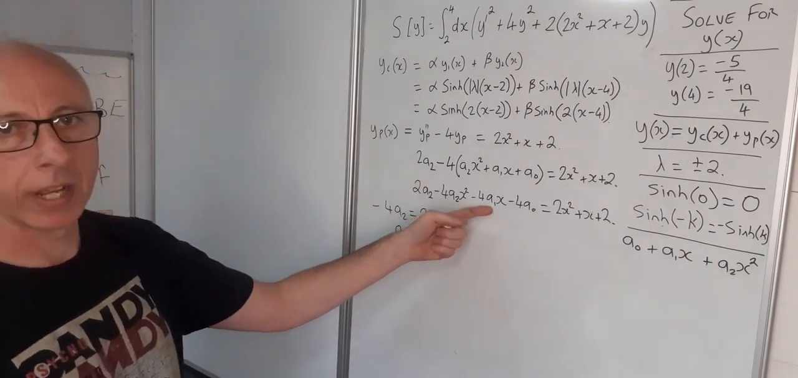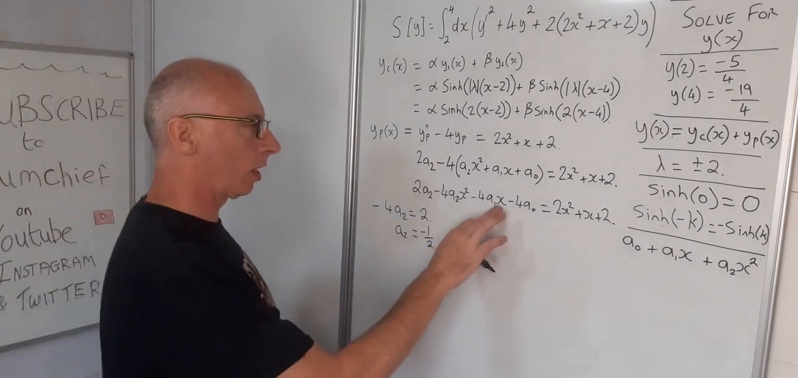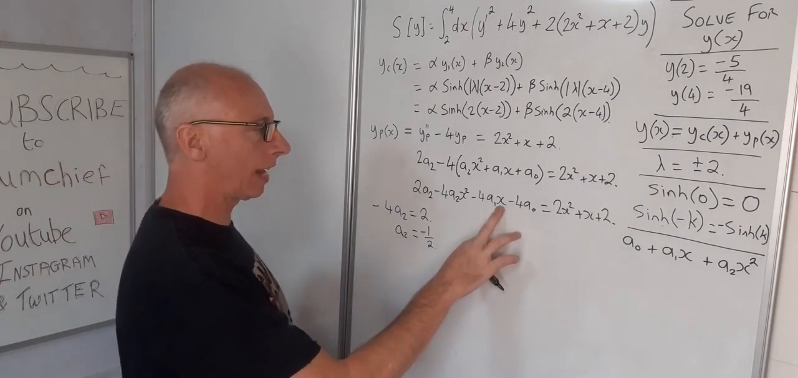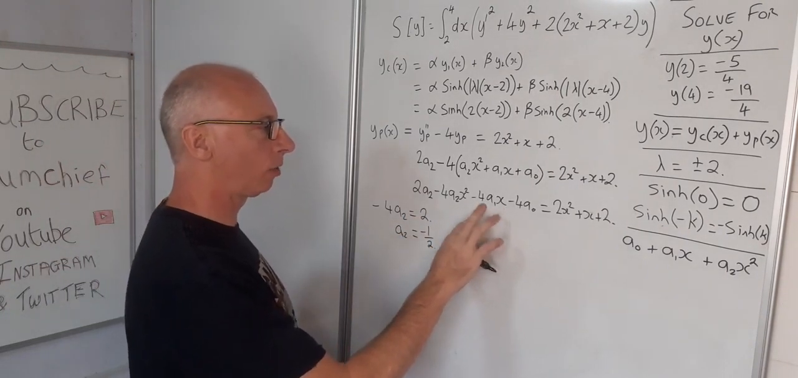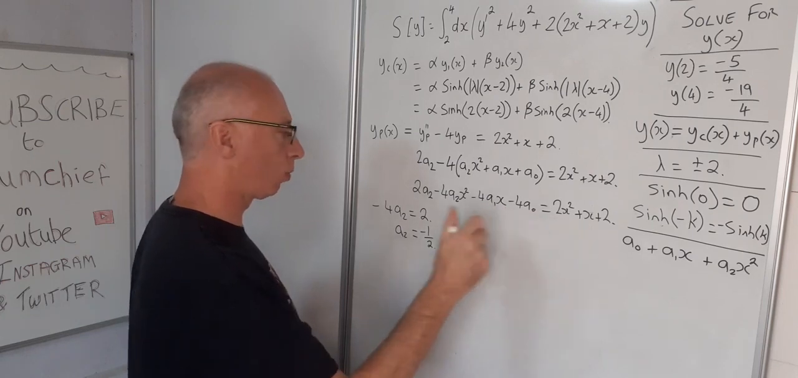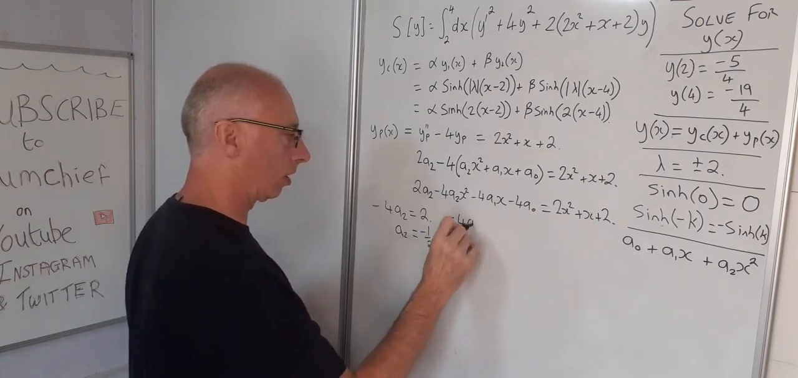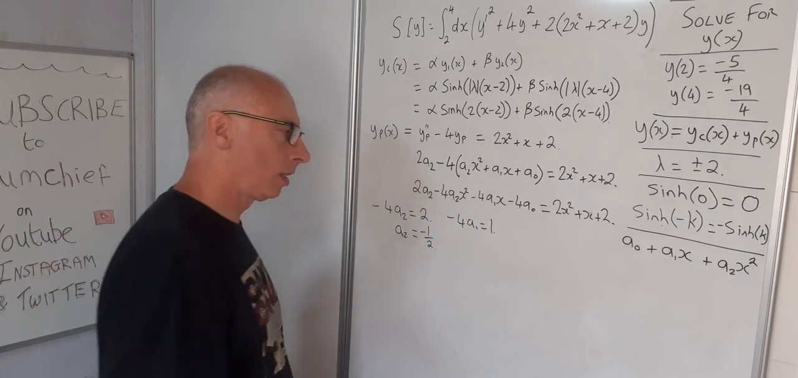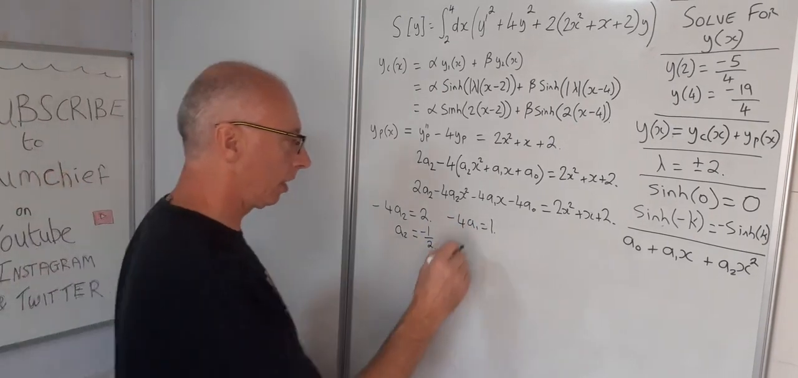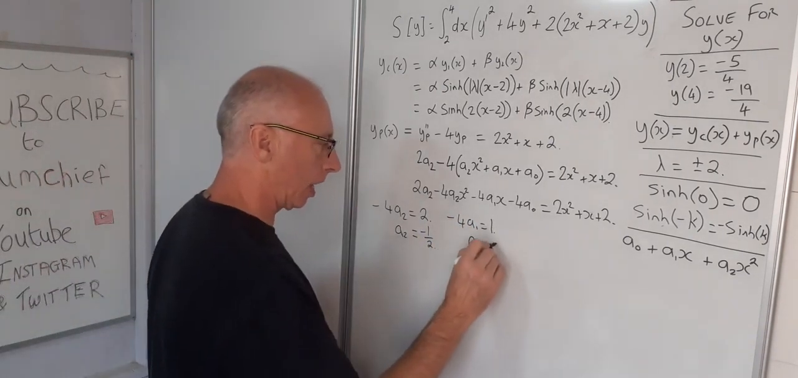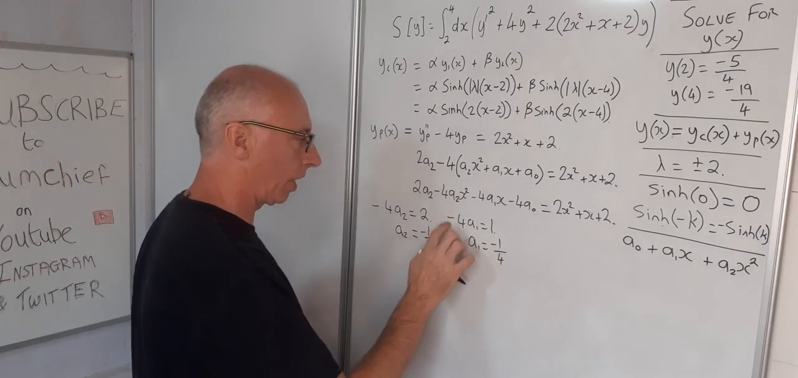Let's have a look now at a1. So a1 is the coefficient of x there. So minus 4a1 equals 1. So therefore we can say that a1 equals minus 1 over 4, 1 divided by minus 4.